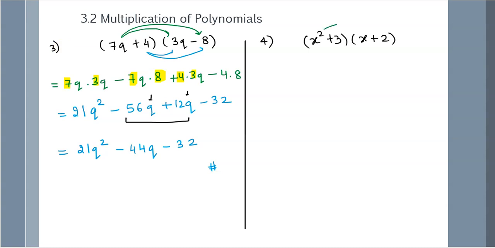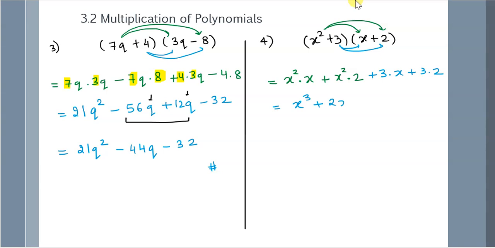In the same way, you can work here, multiply. So this gives you x square times x plus x square times 2. Okay, then multiply 3 with x and 2. So plus 3 times x plus 3 times 2. X square times x gives you x power 3. This gives you 2x squared. It's always good to write the number at the beginning. 3x plus 6. No more further simplification. Okay.